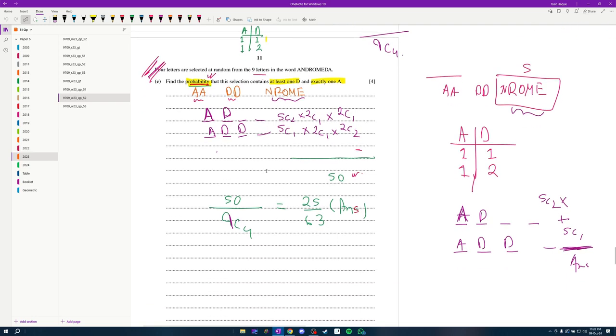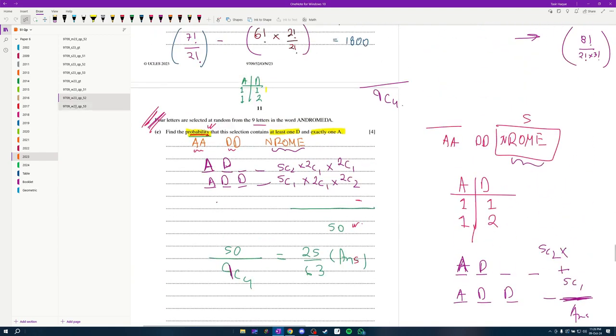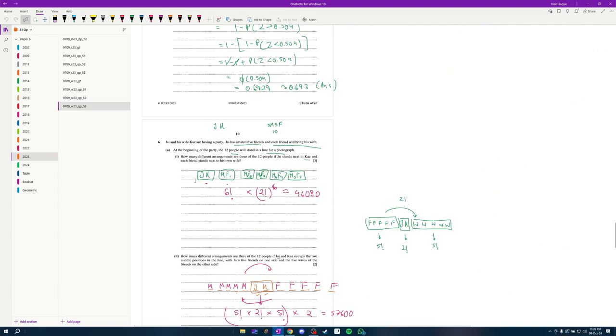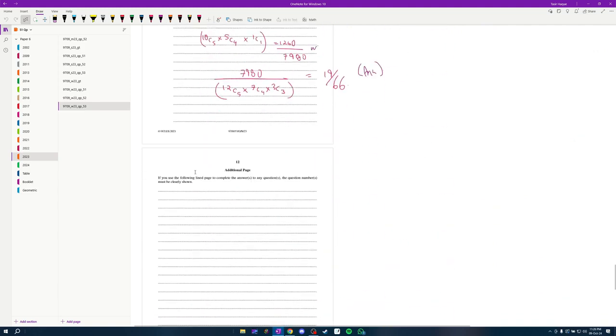Okay, there you go. That's 50, and since it's probability, we need the total number of events in the denominator. So picking 4 letters out of 9, which is 9C4, we get 25 by 63. Moving on to the last variant in this year, 2023.